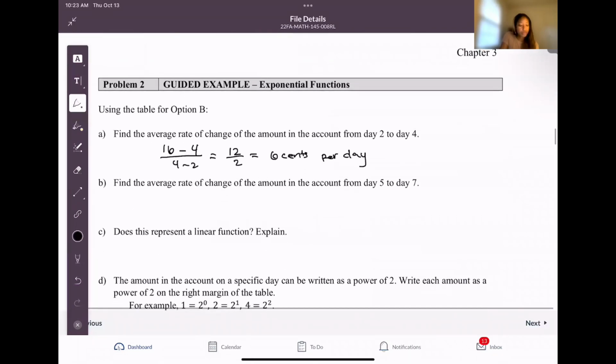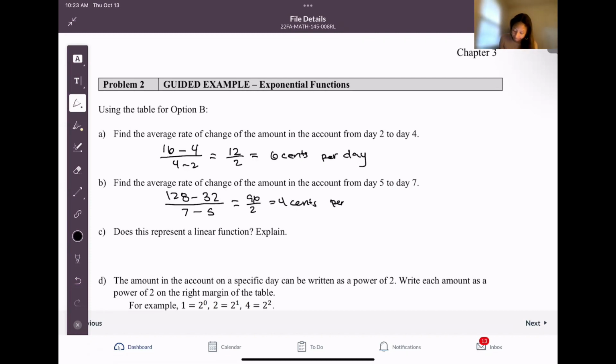All right. So the average rate of change from day 5 to day 7 would be 128 minus 32 over 7 minus 5. 128 minus 32 is 96. And 96 divided by 2 is 48. So that's 48 cents per day. What this is showing is that the average rate of change is not constant.